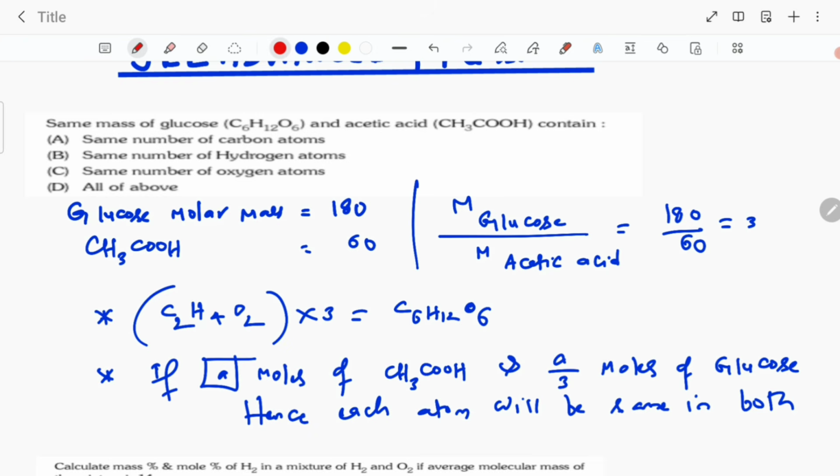So here the answer is A, B, C, D, all of the above. Because how can we relate? If the same mass of glucose and acetic acid is given, then it depends on molar mass. Molar mass of acetic acid is 1 by 3 of glucose. Even from the formula, glucose number of atoms is 3 times acetic acid number of atoms. So both will be balanced, and overall you will get same number of atoms.